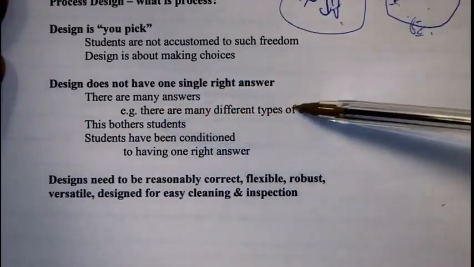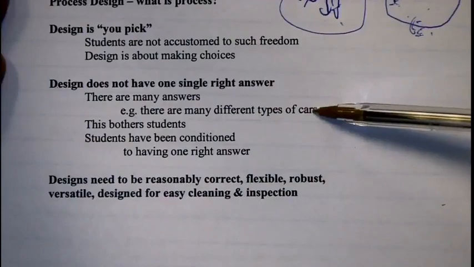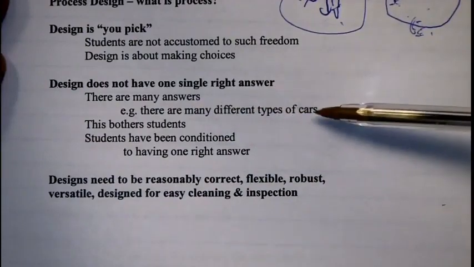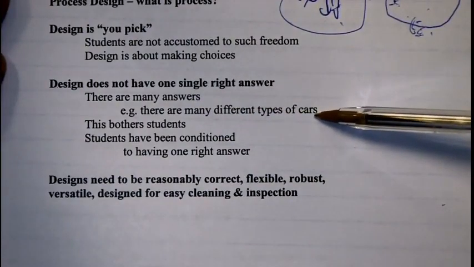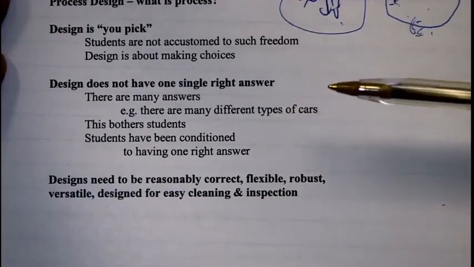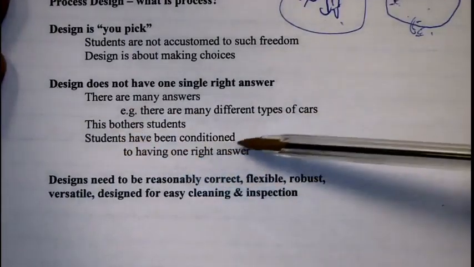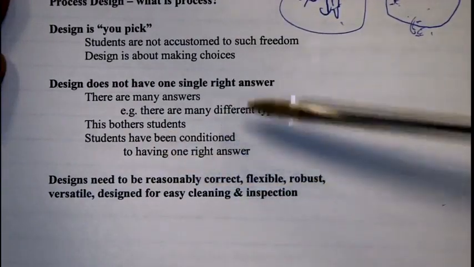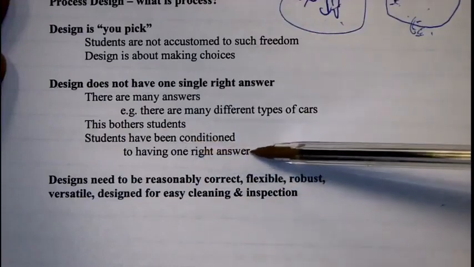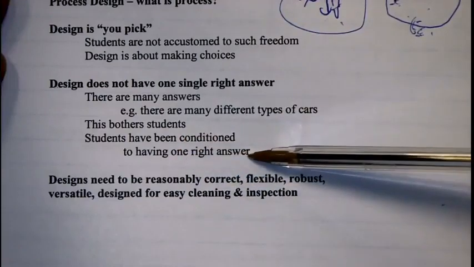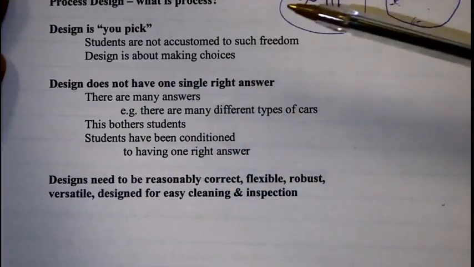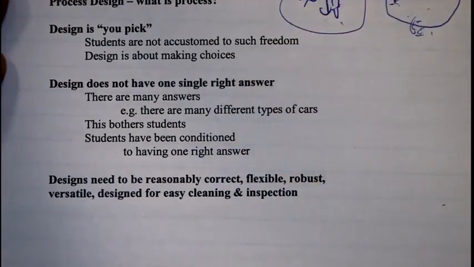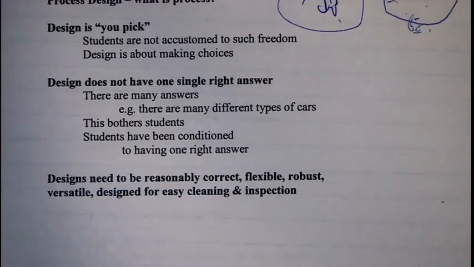You can take a look at the number of cars out there. You get an idea that design of cars is a whole bunch of different types of cars, so different designs. Students are accustomed to having one right answer. In high school algebra class, you had your problem, you write the equations, and you solve the equations. And there was one right answer. In design, there's many right answers, right? Some are good designs, provide good products. Some are fairly lousy designs that don't work very well.